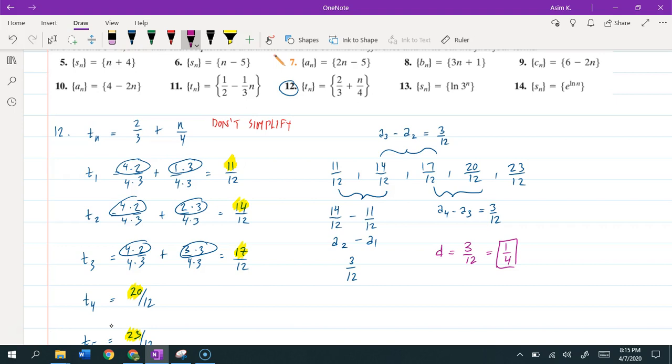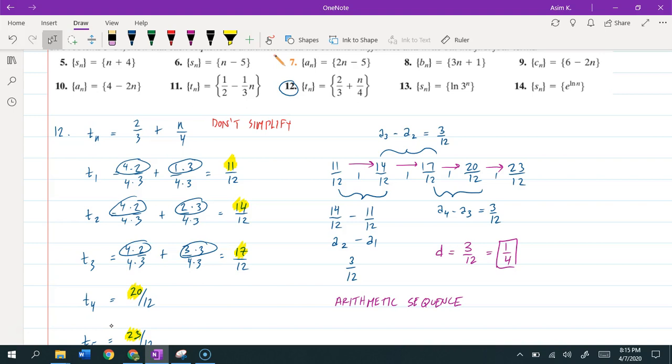And because it has a common difference, this must be an arithmetic sequence. You have proven it. All right, this is arithmetic. That's the very definition of an arithmetic sequence: you basically keep adding the same amount as you go from one term to the next term. You're adding the same amount every single time. Okay, so that's number 12.